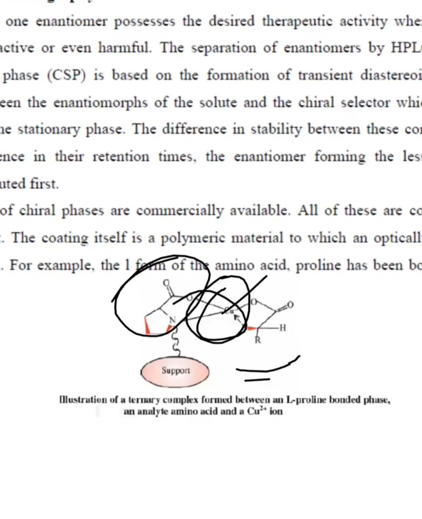The indirect methods are based on the covalent formation of diastereomers by reaction with chirality-derivatizing reagents, so that the separation can be achieved. So by using copolymers, it can be separated. And this is the illustration of the ternary complex formed between the L-proline bonded phase and the analyte amino acid. This is the L-proline bonded phase, and the analyte amino acid and copper 2 plus ions are formed.